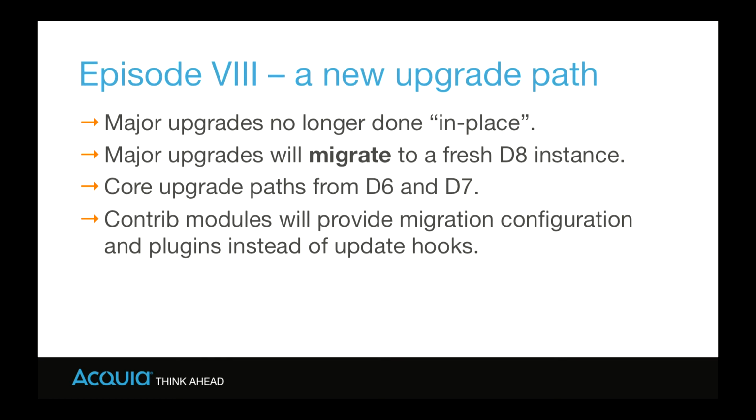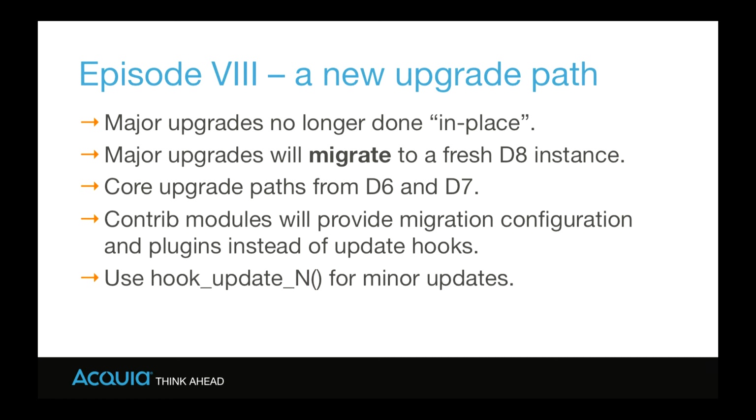And for the contrib modules, instead of the traditional update hooks, there'll be YAML files to map their old data to the new data, and maybe there will be a plugin that provides a source query for querying the old data. That should be a bit simpler. The update hook concept isn't completely gone. It's still going to be used for minor updates, going from version 8.1 to 8.2 of your contrib module. If you need to make any changes to your data, you're typically going to still use the update hook.